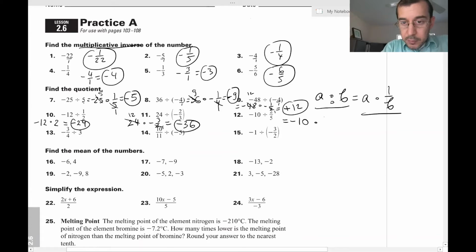Number 12, we will have minus 10 times 2 over 5, which would be 5 over 2, the multiplicative inverse. And then minus and plus is minus, and then 10 and 2 cancel out by 2. 5 times 5 is 25, so minus 25.